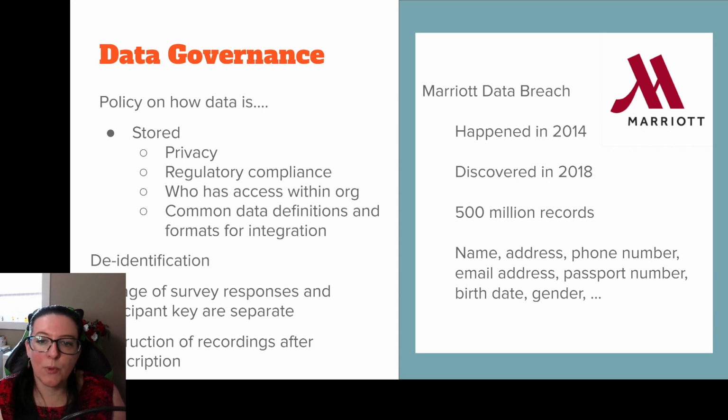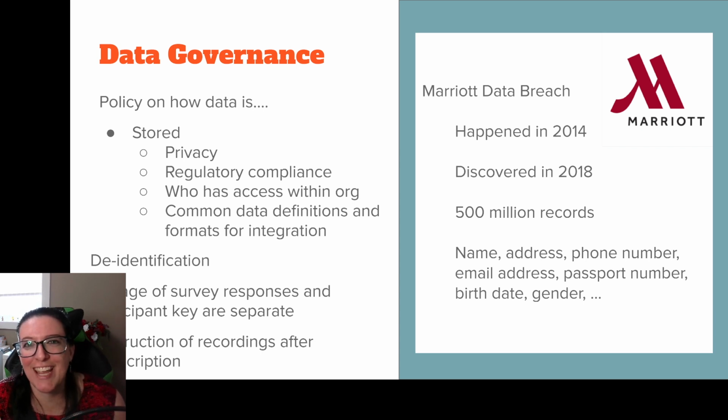So the problem is when you have all of this stuff together, then there can be a data breach. For example, in 2014, Marriott had a data breach, so hackers got access to their database. It wasn't discovered until 2018, so they had a long time to have access to 500 million records. And what you have in these records is people's names, their addresses, their phone numbers, their email, their passport, their birth date, their gender. All of these things combined make it possible for identity fraud, right?